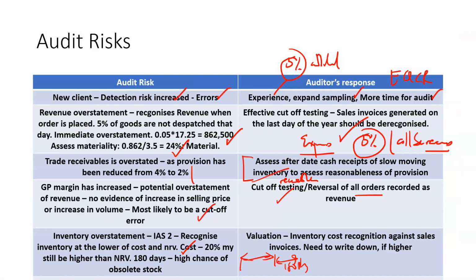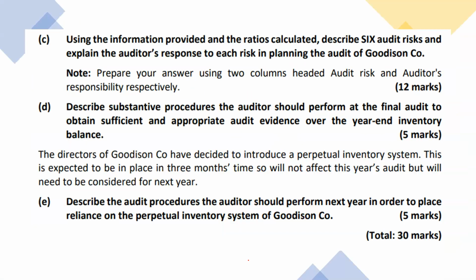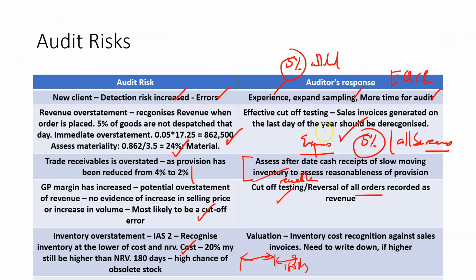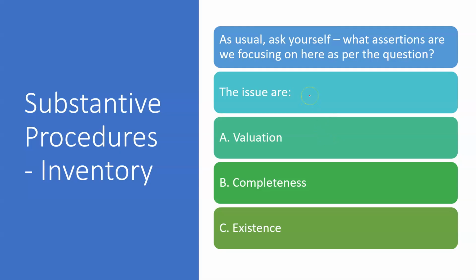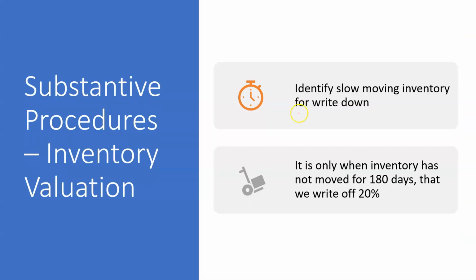Then I think the question is that they want us to talk about substantive procedures for the year-end inventory balance. So again, what should drive this is your understanding of what the assertions are. The key assertions for inventory in general are valuation, completeness, existence. To a certain extent, those are the main ones.